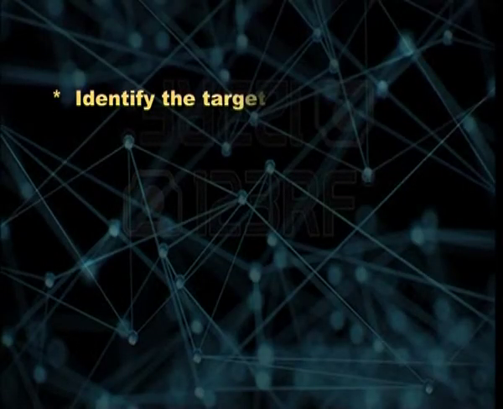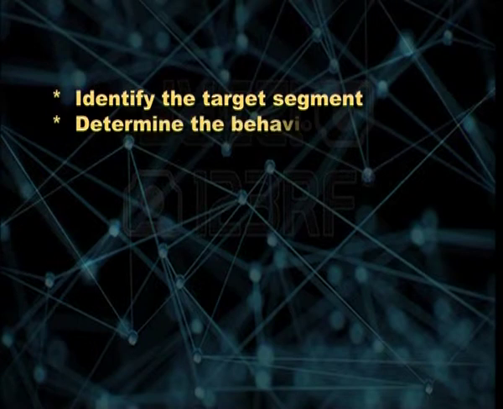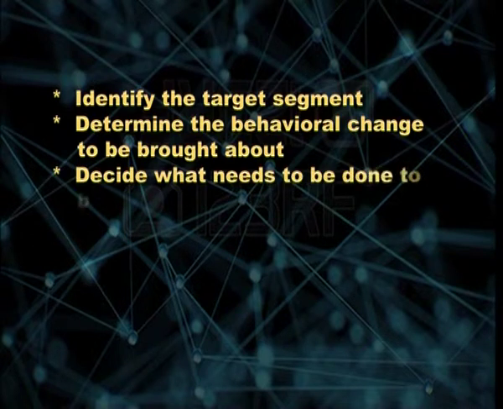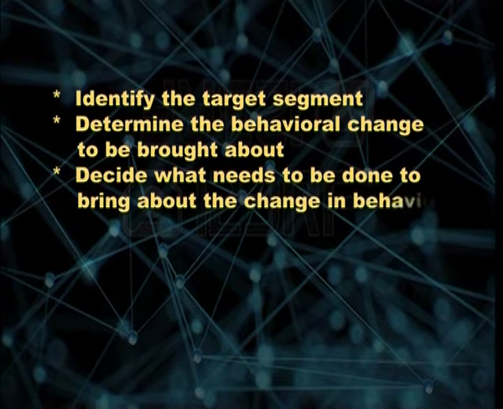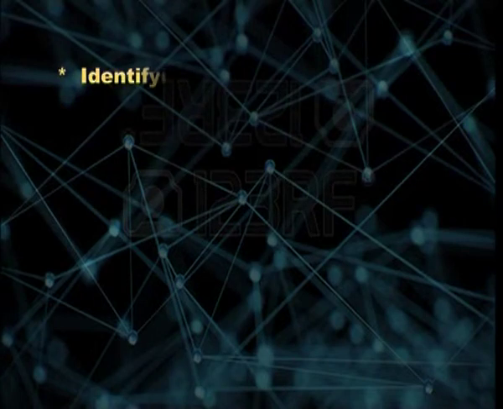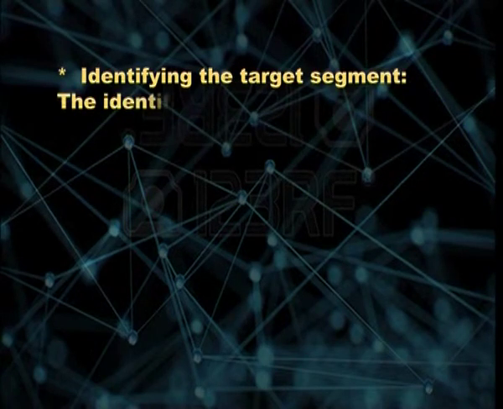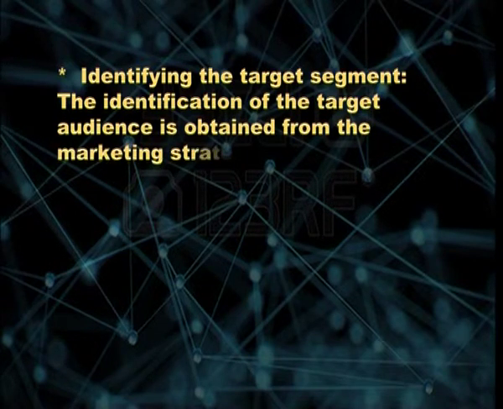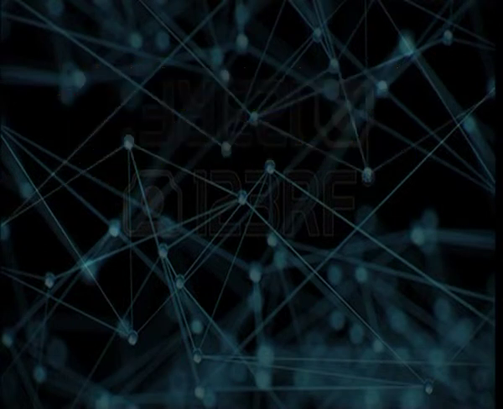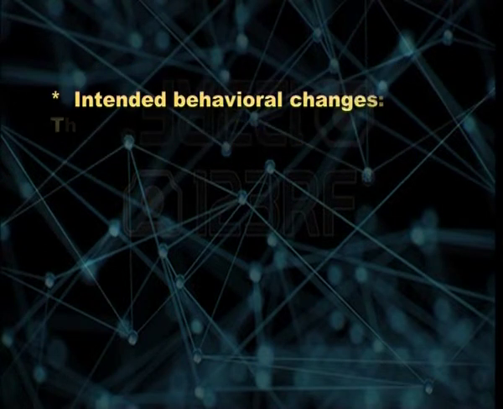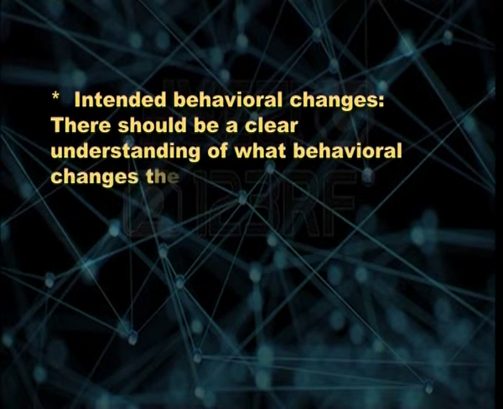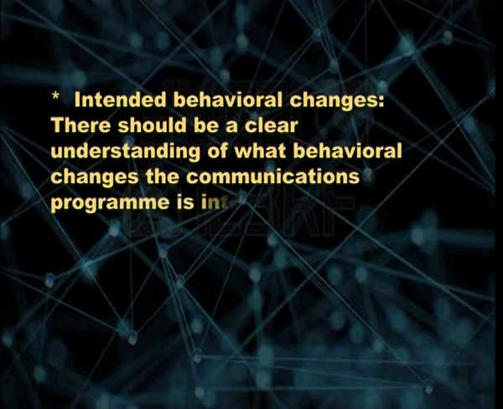A three-step approach is proposed. Identify the target segment. Determine the behavioral change to be brought about. Decide what needs to be done to bring about the change in the behavior. Identifying the target segment. The identification of the target audience is obtained from the marketing strategy and marketing plan. Intended behavioral changes. There should be a clear understanding of what behavioral changes the communications program is intended to bring about.